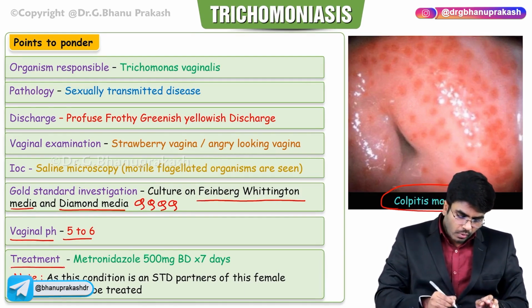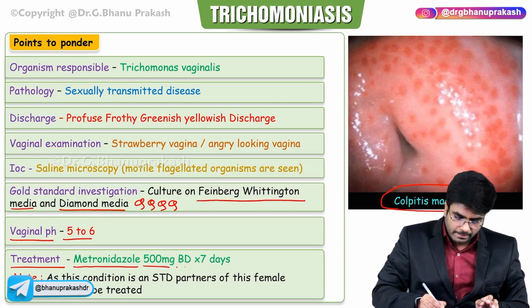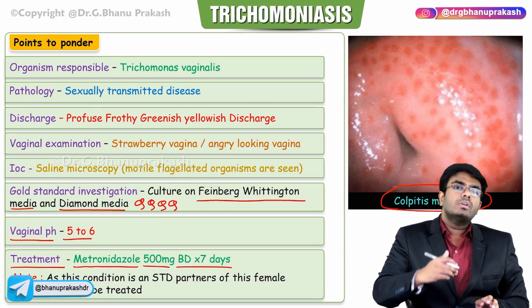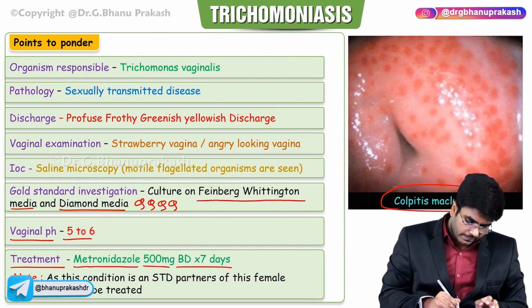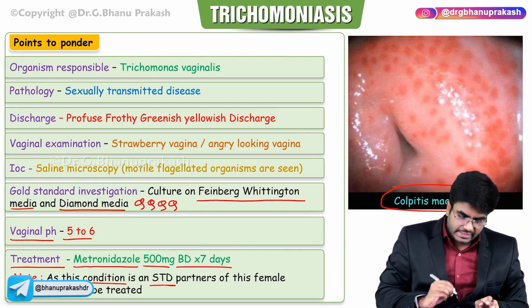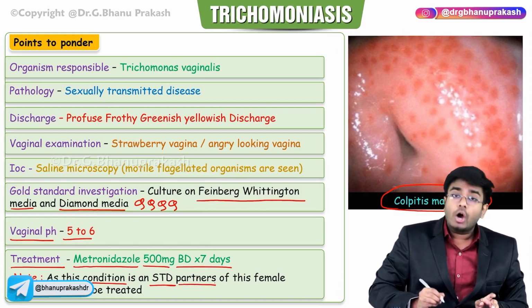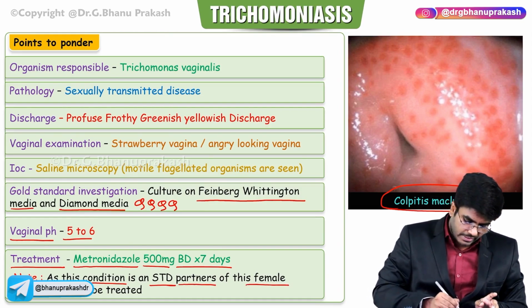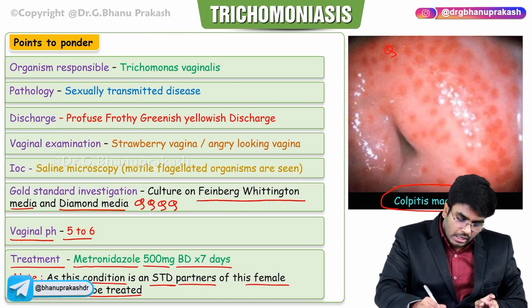Treatment. So what about the treatment? The treatment is metronidazole 500 milligrams BD for 7 days. Now, should we treat the partner in this condition or not? Absolutely, we have to treat the partner because it's an STD, a sexually transmitted disease. So you have to treat all the partners of these females. Okay, so this is an important MCQ, and what you are seeing is a strawberry vagina.